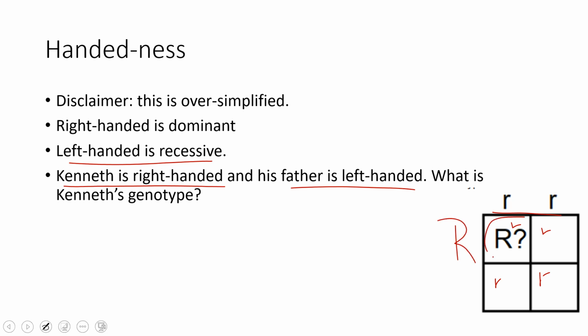That would make this box big R, little r. Since this box is showing us what Kenneth must be, in order for him to be right-handed, he's got to have the big R that he must have gotten from mom. But because dad only has little r's to give him, that must mean that he's heterozygous, and so Kenneth would be big R, little r.